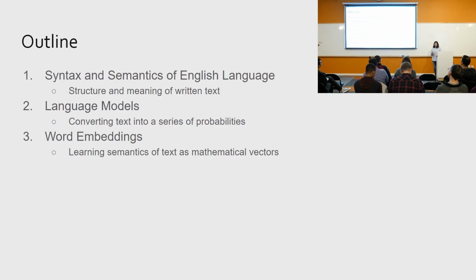So in this talk, I have consolidated NLP topics into 3 sections. First is the syntax and semantics of the English language. There we'll learn about how language is structured and how we derive meaning from that structure in English. Next, we'll talk about language models, which is converting text into a series of probabilities, and how we are converting text into numbers. And finally, we'll talk about word embeddings, which is learning the semantics or the meaning of the text in the form of a mathematical vector.